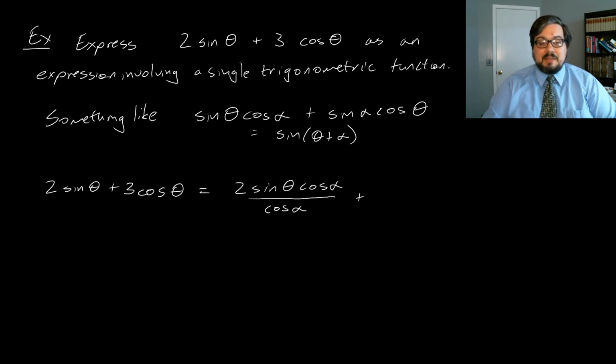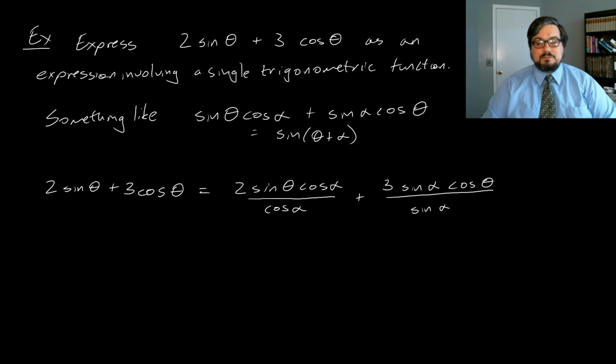And I'm going to do the same thing over on the right. I'm going to multiply by a sine alpha, but I'm also going to divide by a sine alpha at the same time. Now, what is alpha? I haven't decided yet. I'm writing down what I would really like to be true, and from there, I'll hopefully be able to figure out what alpha needs to be.